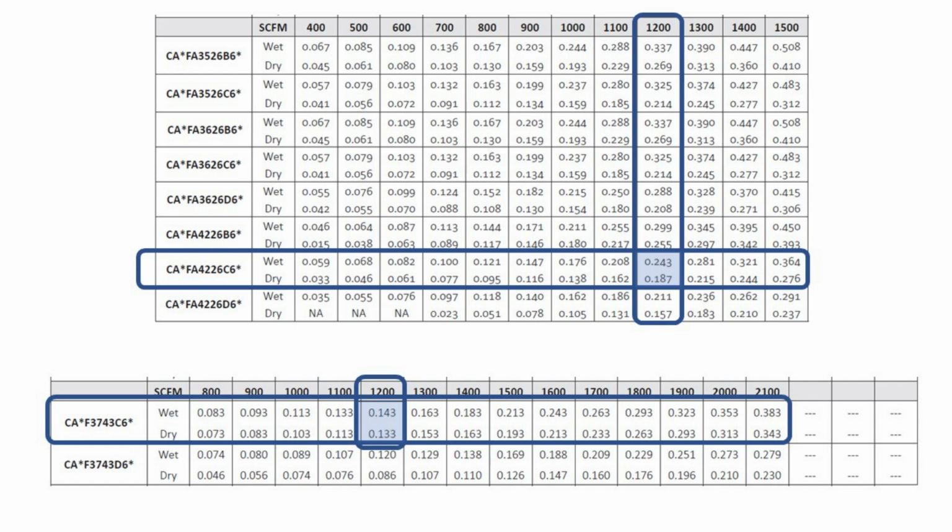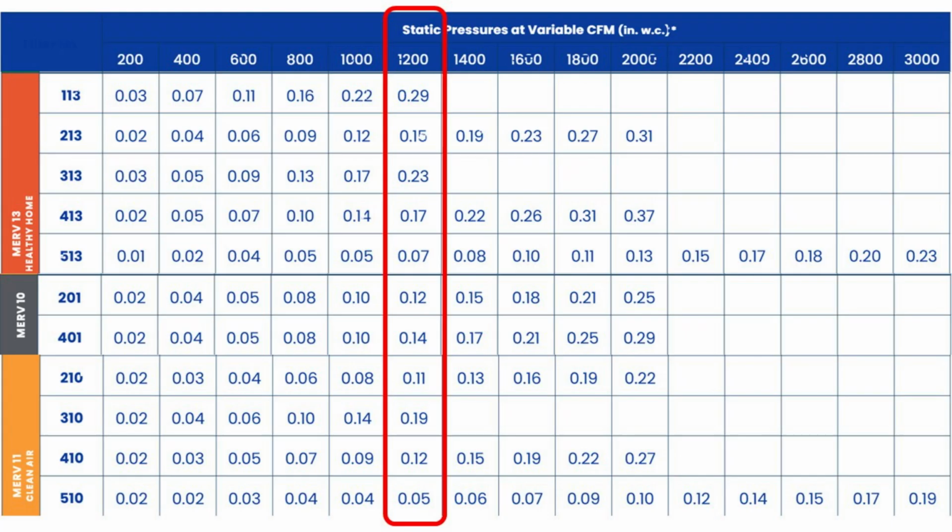But here's two coils, both the exact same width. One's got a little different height. They're both C-width, 21 inches. And let's look at the static pressure at 1200 CFM, one of them is a 0.243 wet and the other is a 0.143 wet. Drastically different coils. Of course, the cost and the height come into play when people are choosing coils.